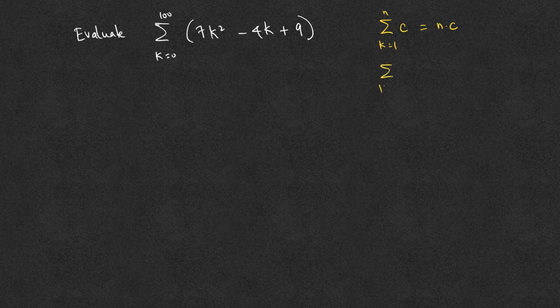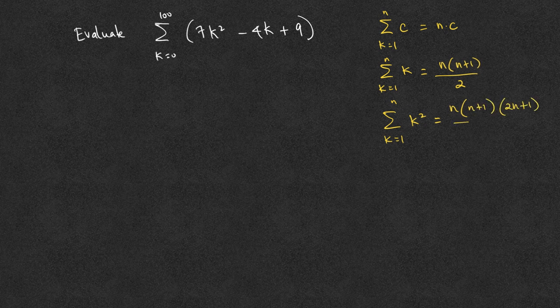The sum as k goes from 1 to n of k, this is the sum of the first n integers, 1 plus 2 plus 3 all the way to n. It is n times n plus 1 over 2. And the sum as k goes from 1 to n of k squared, this is the sum of 1 squared plus 2 squared all the way to n squared. It is n times n plus 1 times 2n plus 1 over 6.